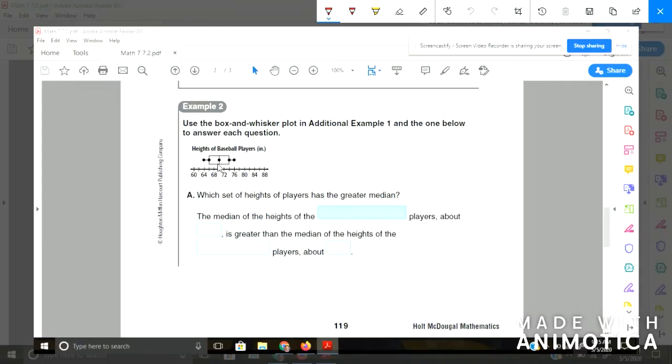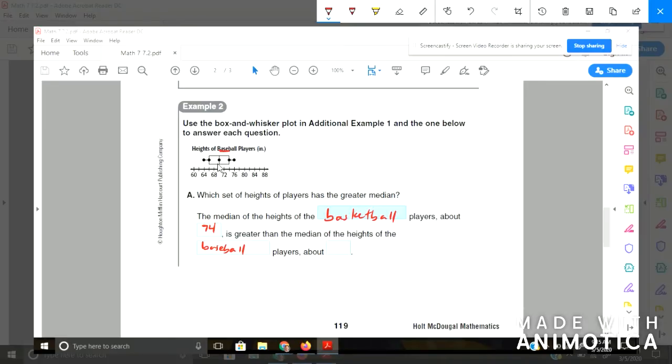It says, which set of heights of players has the greater median. So in one way, shape, or form, we're looking for which basketball team is taller. Well, the median of the heights of the basketball players, about 74, is greater than the median heights of the, oh sorry, I read this wrong. These are baseball players.